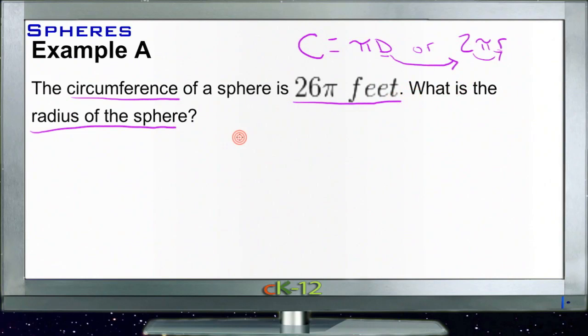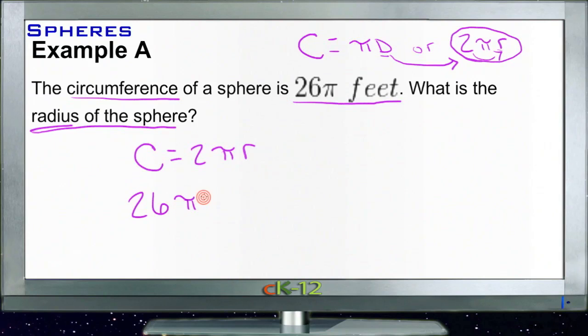But in this case, we want to find the radius, so we're going to use this version of our formula, 2 pi r, and we have circumference equals 2 times pi times our radius. Well, we have the circumference as 26 pi feet, so we have 26 pi is equal to 2 times pi times r. So we're going to solve for r.